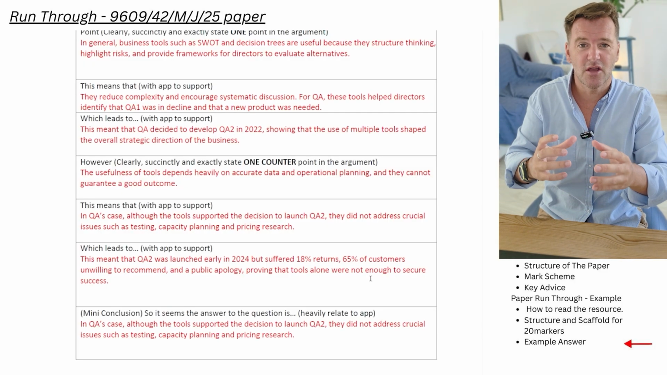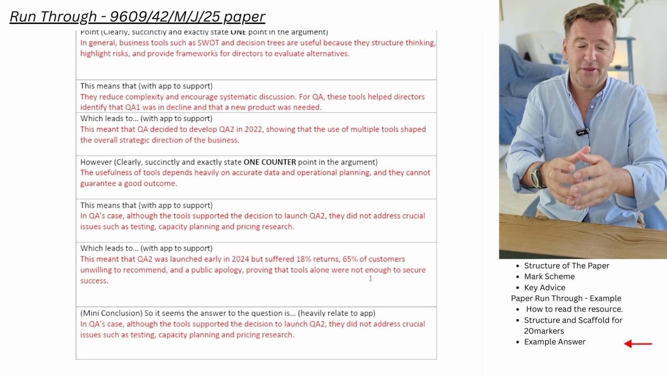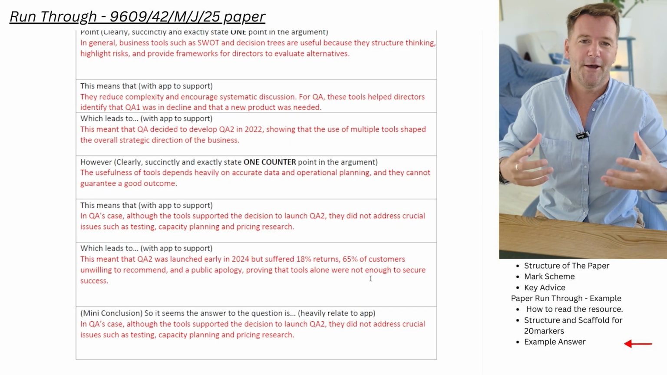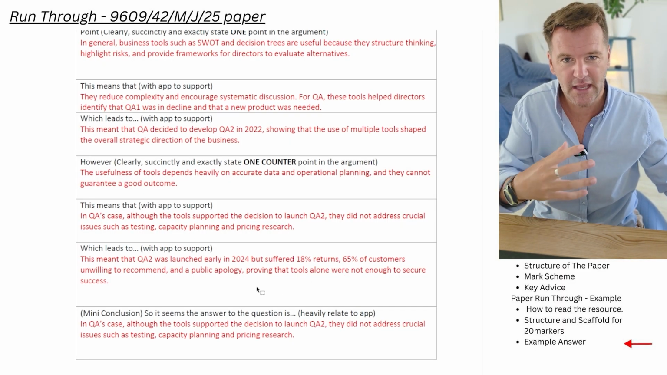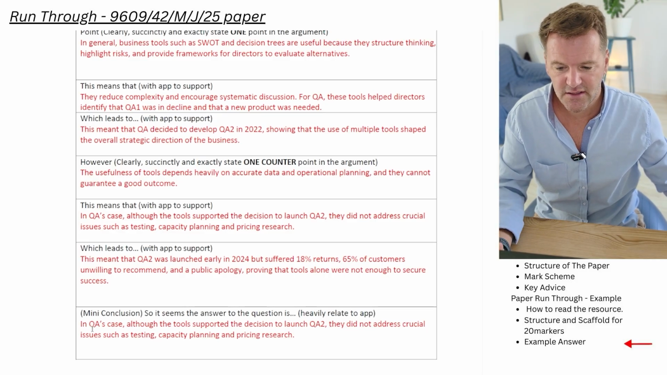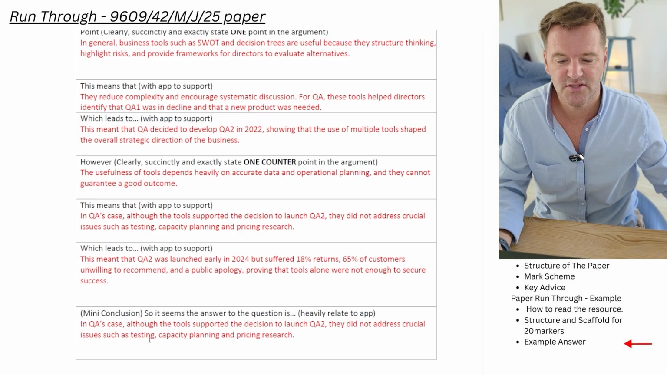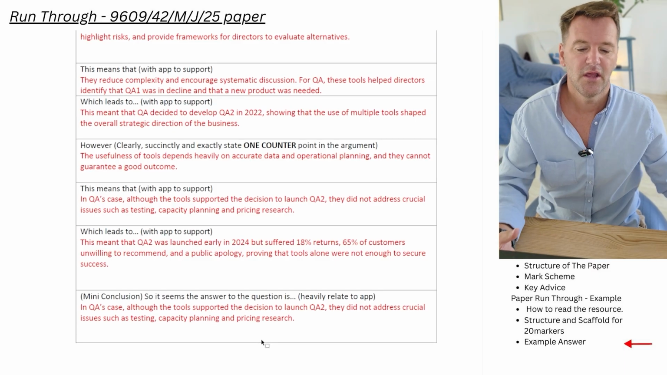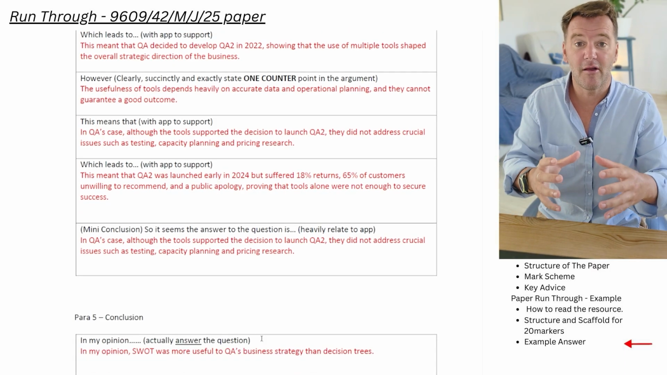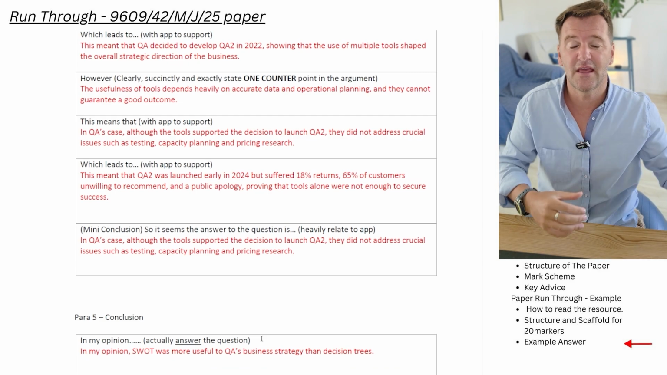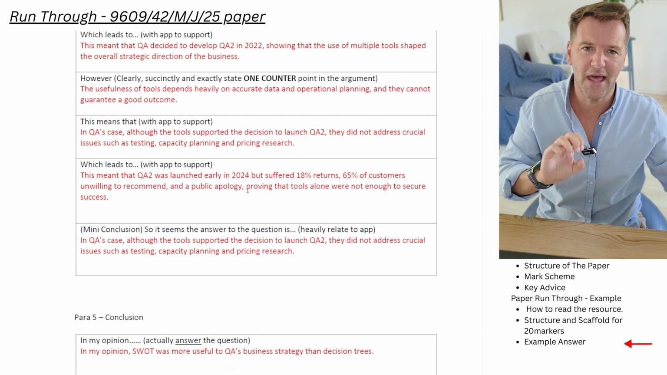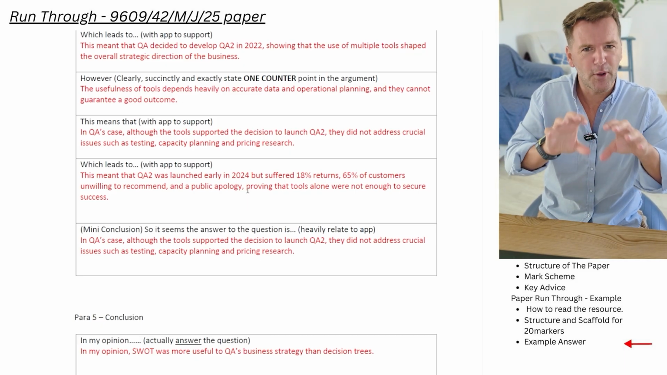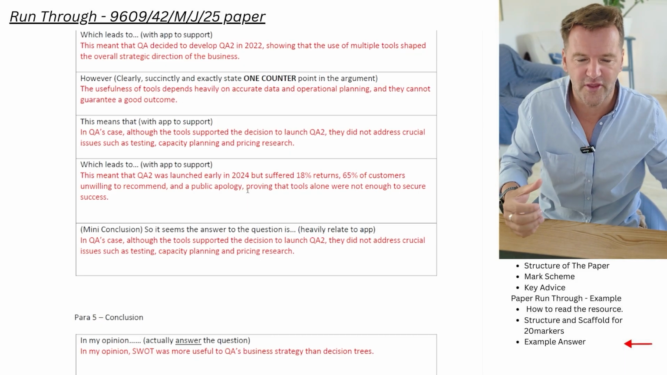So that is strategy overall. The tools, they're good, but you can't do everything. You also need je ne sais quoi, a feeling that goes with business. We have to use both of these. So that's, in QA's case, although tools supported the decision to launch QA2, they did not address crucial issues such as testing capacity and planning and pricing research. I don't love that paragraph, but I'm really putting it in because I have to hit that mark scheme of overall strategy. If I don't, they're going to say, talk about elements, but also don't forget the overall. What was the overall strategy?